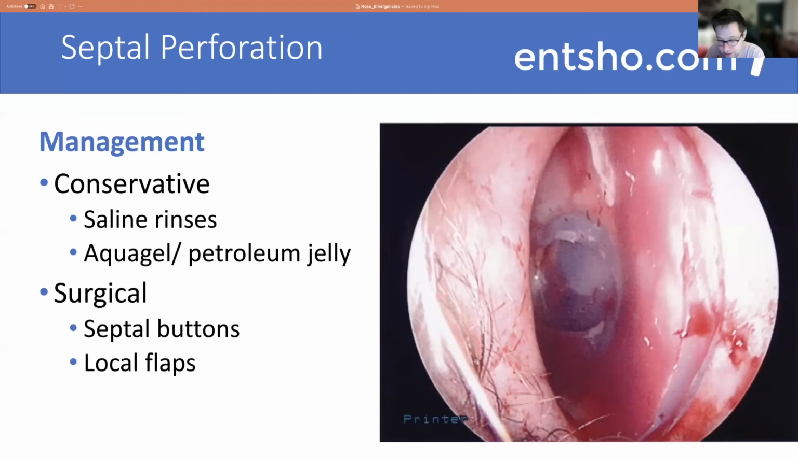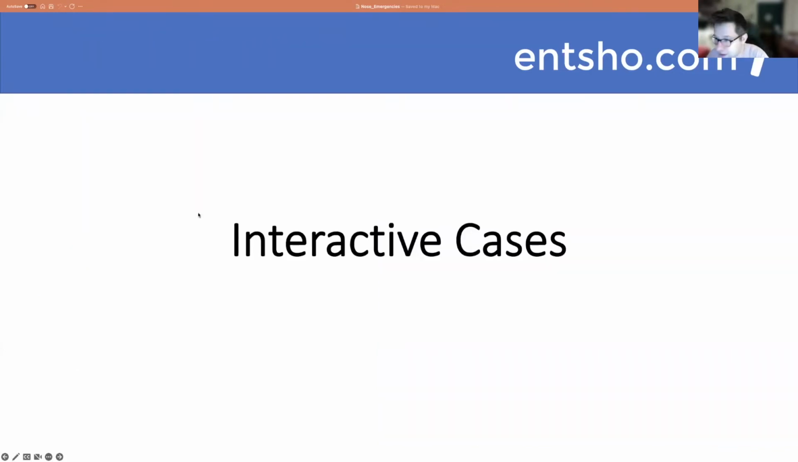In cases where that is not a suitable option, particularly if patients find that they're rubbing or irritating, or they don't want them, then a range of local mucosal flaps are also an option for reconstruction of the defect. Right, so that's the notes, as it were. I'll pass you back on to Ben for the interactive cases.